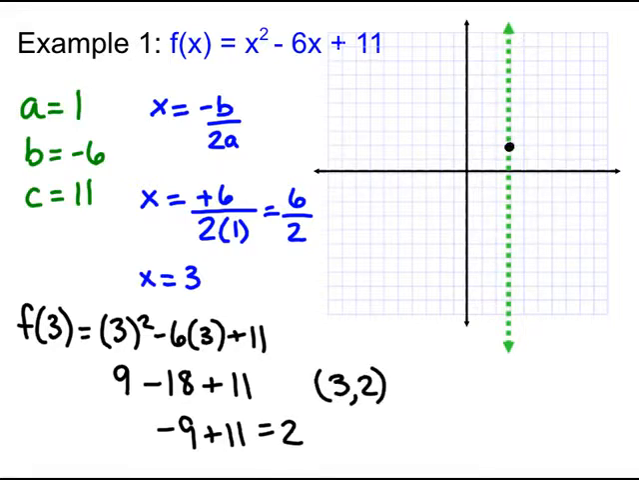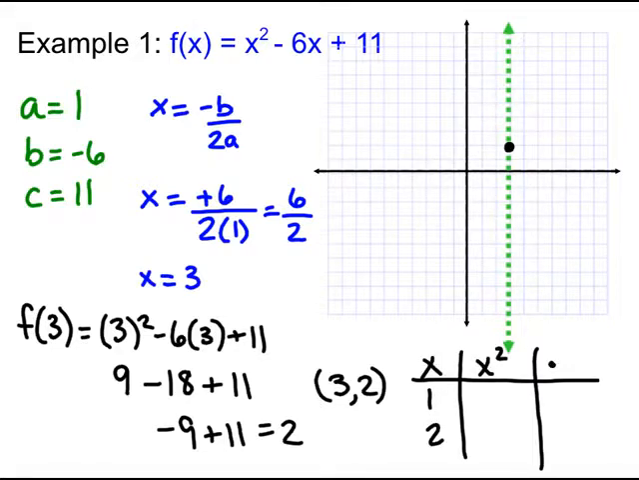So I plot my vertex at 3, 2. I make my small table. I pick a couple values for x. I square those values, and then I multiply by the a value, which is 1. 1 squared is 1, 2 squared is 4. Anything times 1 is just the identity property, so it's 1 and 4. Oh, wait, that should have been at 3, 2, which it is.